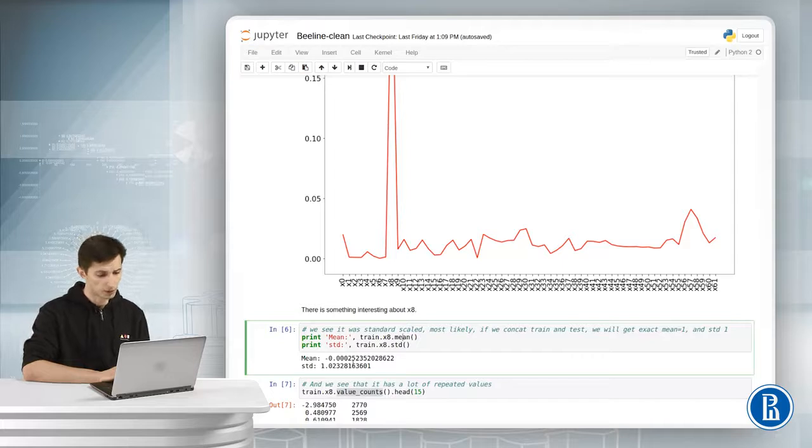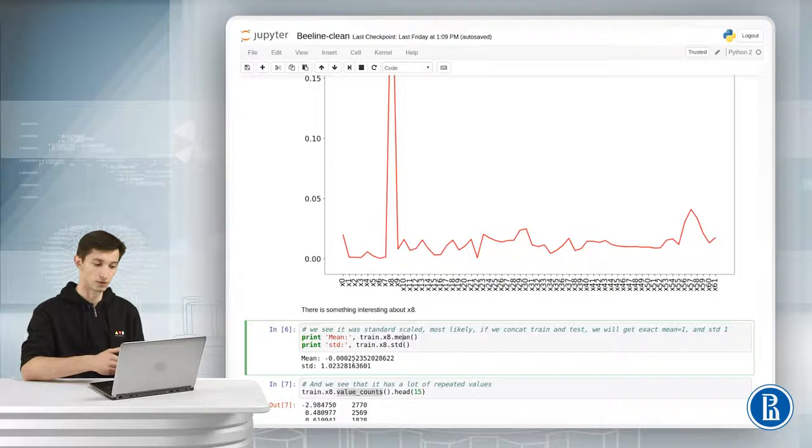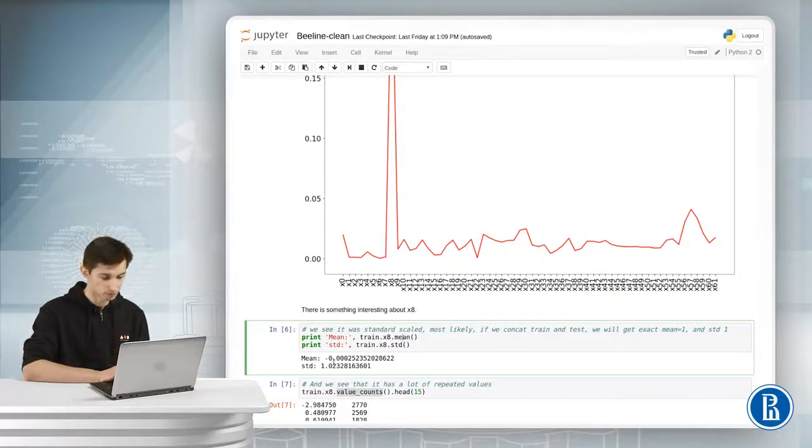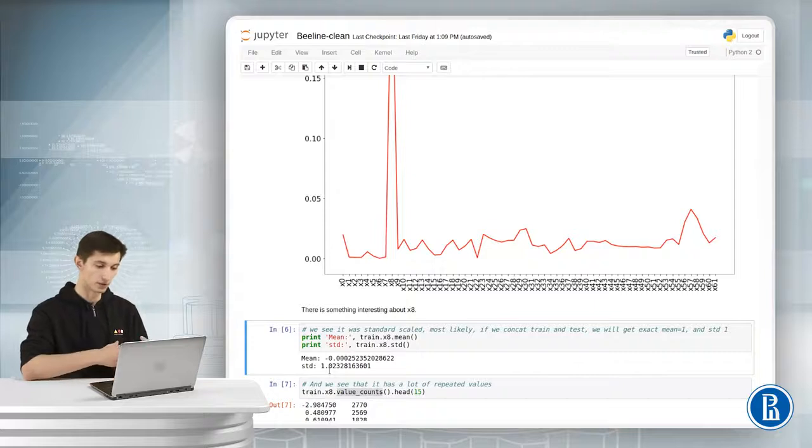And it looks like this feature was standard scaled by the organizers. And we don't see here exactly 0 and exactly 1 because probably train and test was concatenated when the data was scaled. So if we concatenate train and test, then the mean will be exactly 0 and the STD will be exactly 1.